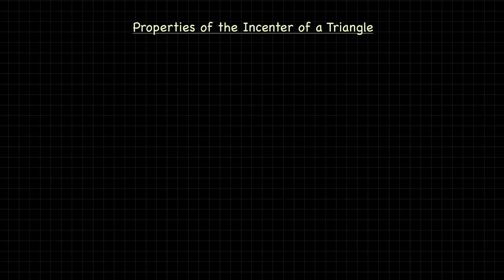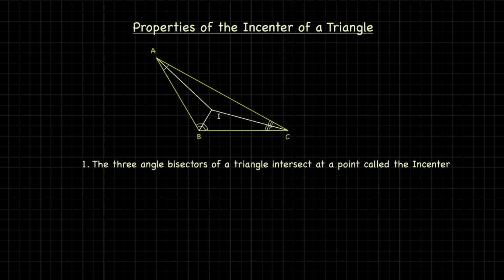In this video, I'm going to talk about some properties of the incenter of a triangle, and we are going to look at how to prove these properties. The first property that we're going to look at is that the three angle bisectors of the triangle intersect at a single point, which is called the incenter.